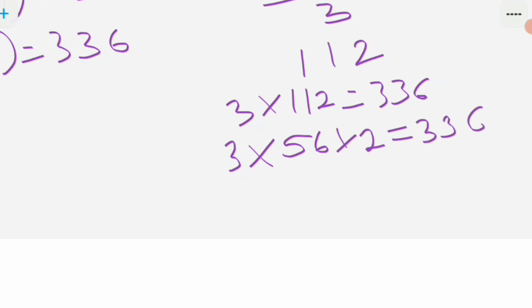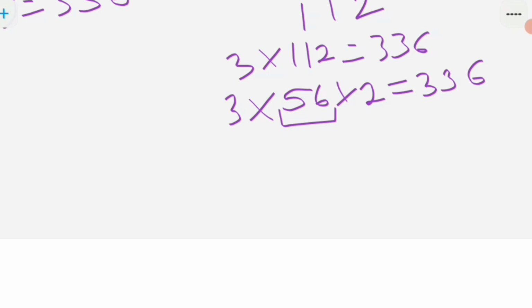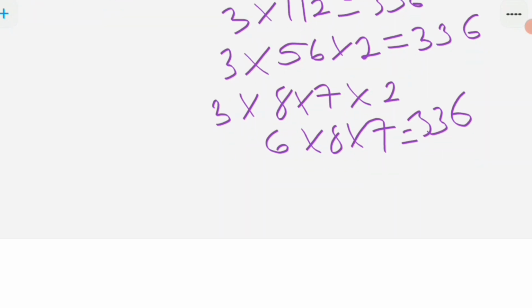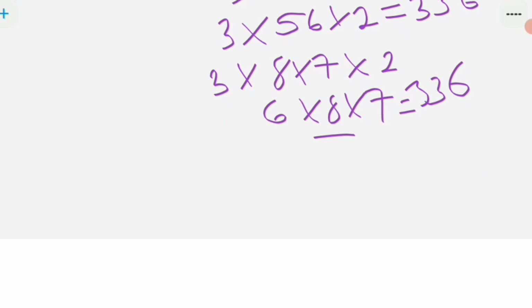That's also 336. Then 56 itself is 8 times 7. So that will be 3 times 8 times 7 times 6. Sorry, times 2. So let's just bring these two guys together. So that will be 6 times 8 times 7. So that means 336 is the same thing as 6 times 8 times 7. Let's put the 8 in front because it is bigger. So you have 8 times, then let's put 7, then followed by the smallest one.